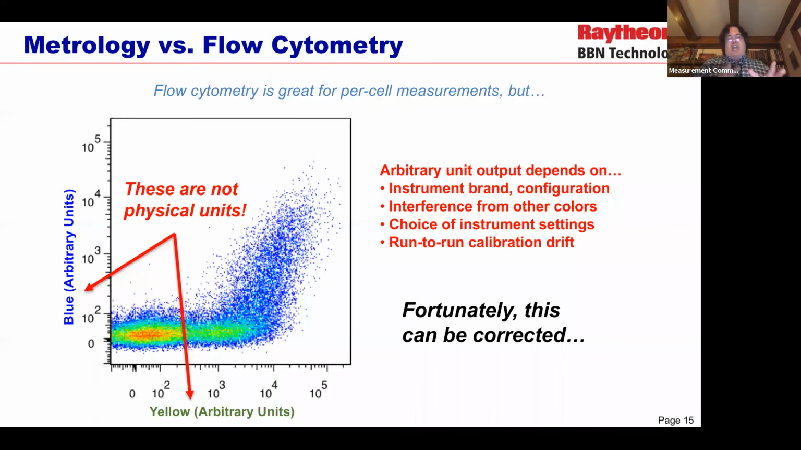So we need to get these into something that has something to do with molecules. These arbitrary unit outputs depend on your instrument, the configuration of its light power, of its light path, what's going on with other colors, the particular settings that you've got. There are amplifiers that you can turn up and down. The whole thing drifts. So if you want to understand anything about what these numbers are telling you, you absolutely have to calibrate. But fortunately, this can be done, and it can be pretty easy and pretty cheap.